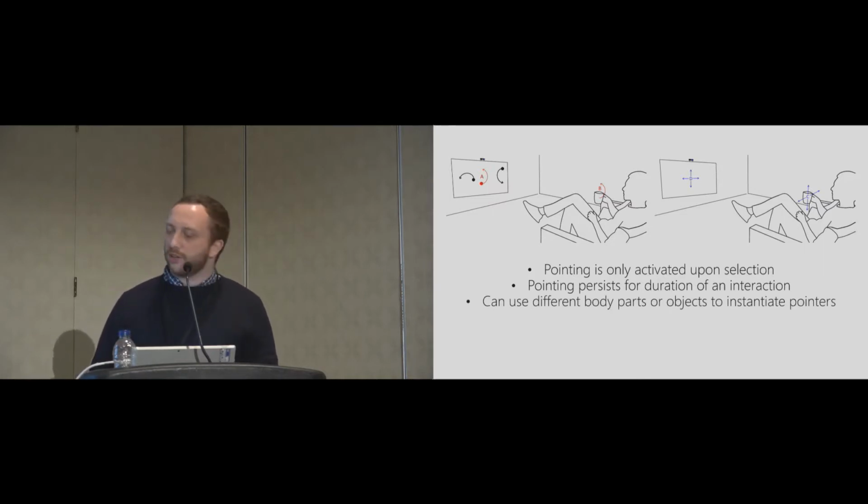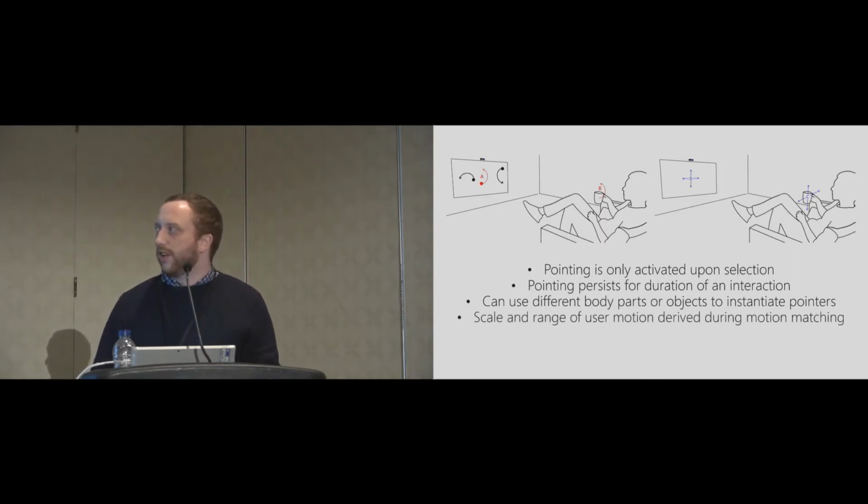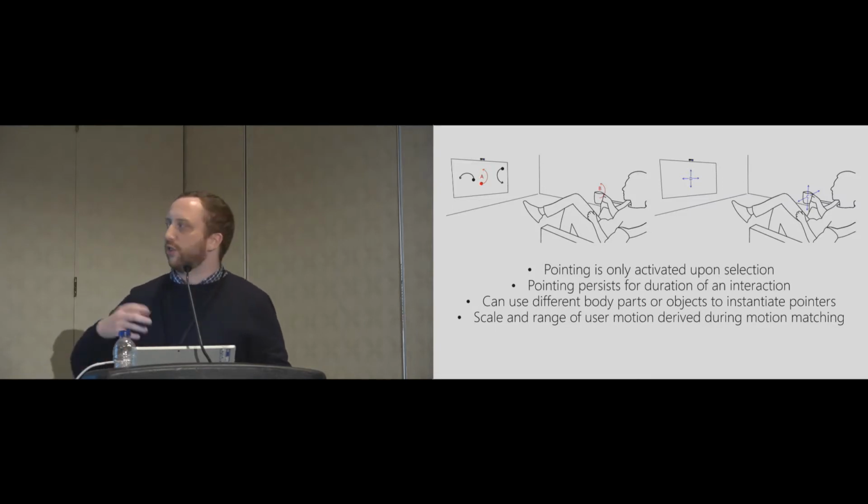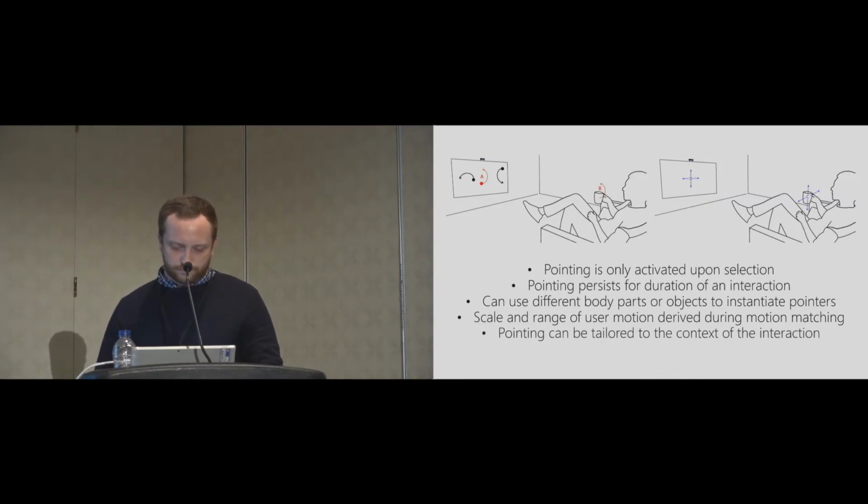We can use different body parts or objects to instantiate pointers, and the scale and range of the user motion in the motion matching phase carries over to the cursor-based interaction. So problems like gorilla arm are alleviated because the user can switch input modalities, and ill mappings tend to be avoided because we can define the range of the user's motion. We can also tailor the pointing to the context of the interaction, so depending on what type of modality the user uses, and also depending on what task they are trying to complete.